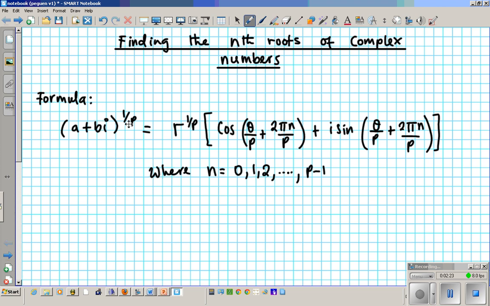So if you're looking for the third root, you're going to go from 0 to 2. That's 3 minus 1. You're looking for the fourth root, you go 0, 1, 2, 3. Okay, so always go all the way up to 1 less than the targeted root because you're starting from 0. So this is basically how you find all the roots of a complex number. Alright, let's take a look at an example.